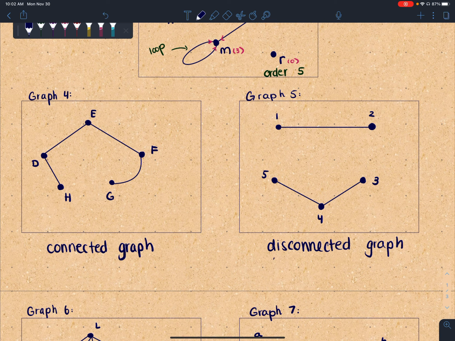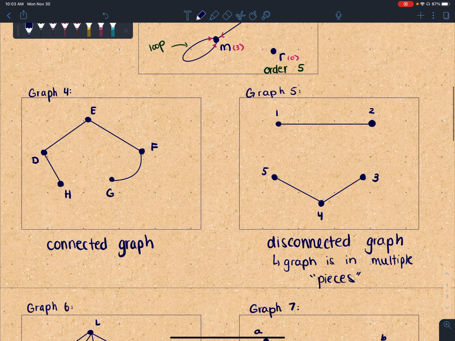So here we're going to write disconnected graph: graph is in multiple pieces. Connected graph: well, I won't really write a definition for that. It's just graph is not in multiple pieces. I think we get the picture.